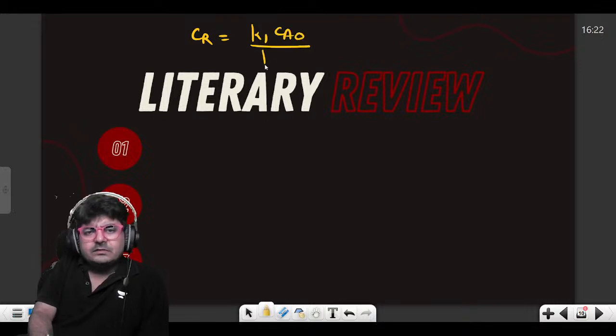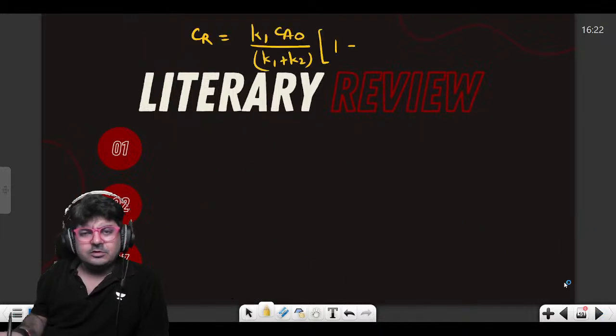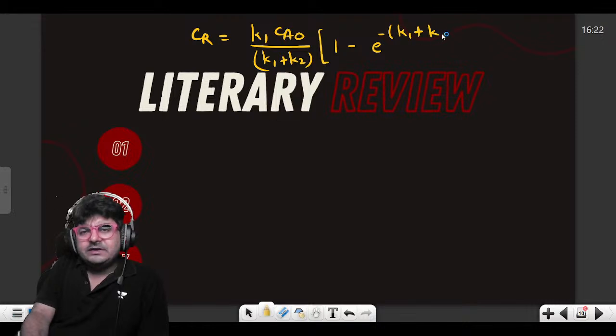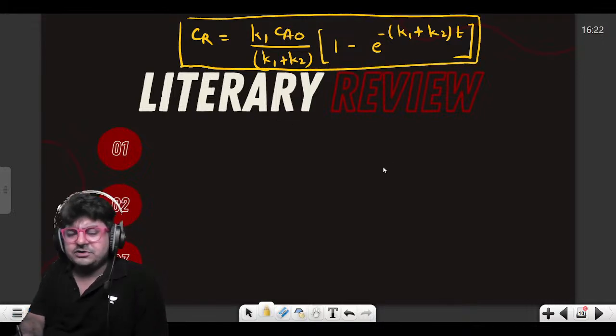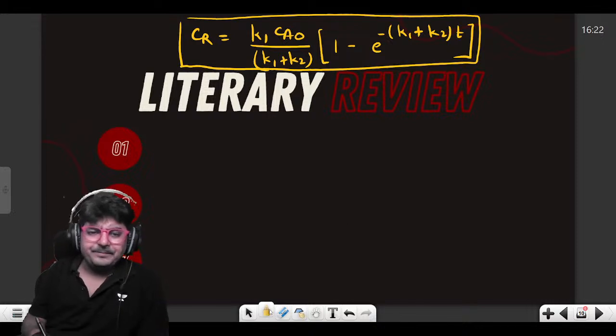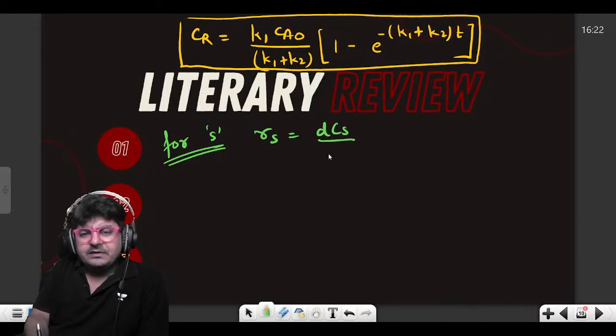K1 Ca naught over K1 plus K2 times of 1 minus. I am putting this value of C1 here, and on rearrangement, or directly I am writing, you can check by yourself. It will be 1 minus e to the power minus K1 plus K2 times of T. This is the concentration profile or kinetic equation, you can say, in terms of R. Similarly, you can do it for S, where you know Rs is dCs by dt, that is K2Ca.